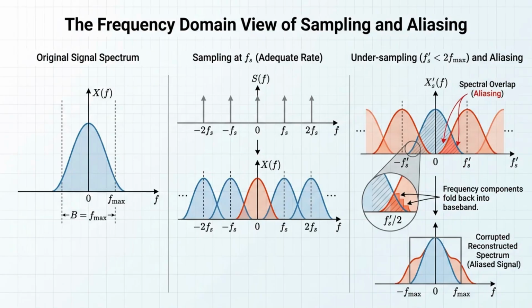Mathematically, sampling creates repeated copies of the signal spectrum at intervals equal to the sampling frequency. When the sampling rate is too low, these spectral copies overlap. This overlap causes frequency components to fold into lower frequency regions, producing the aliases observed in the sampled signal.